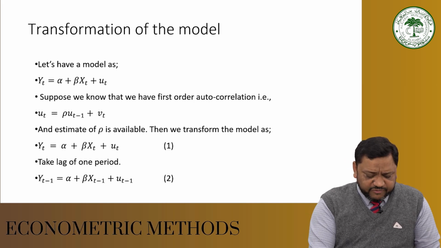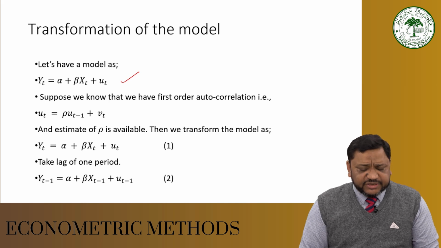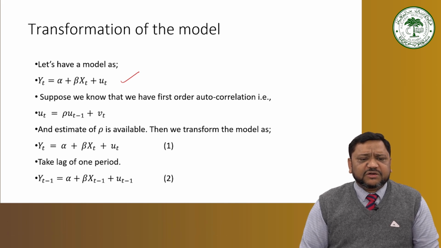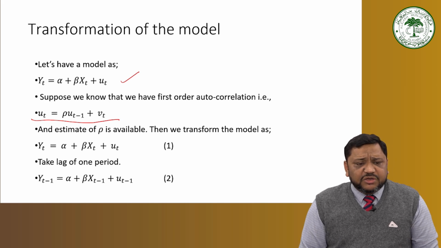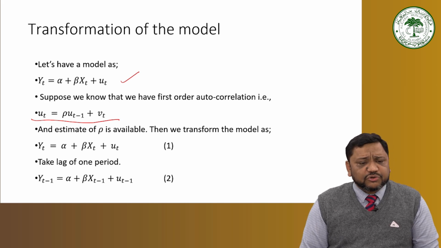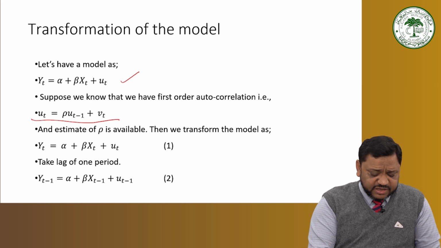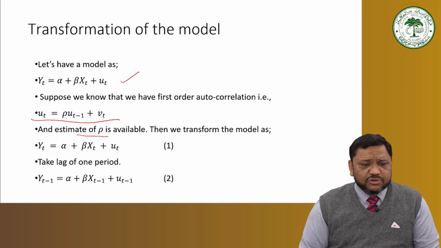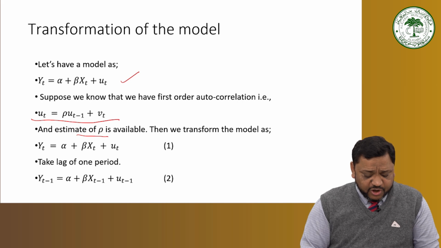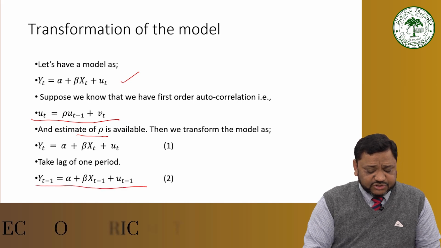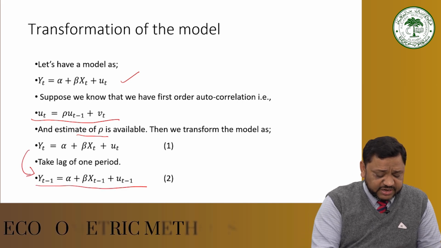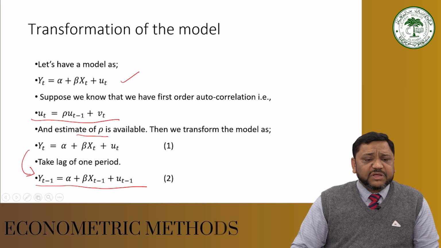So say we have a model yt is equal to alpha plus beta xt, and say we assume a first order serial correlation, that is ut is equal to rho ut minus 1 plus vt, and say we know the value of rho. So what we do, we transform the model by taking, say, one period lag first. So this model is written as yt minus 1 is equal to alpha plus beta xt minus 1 plus ut minus 1.